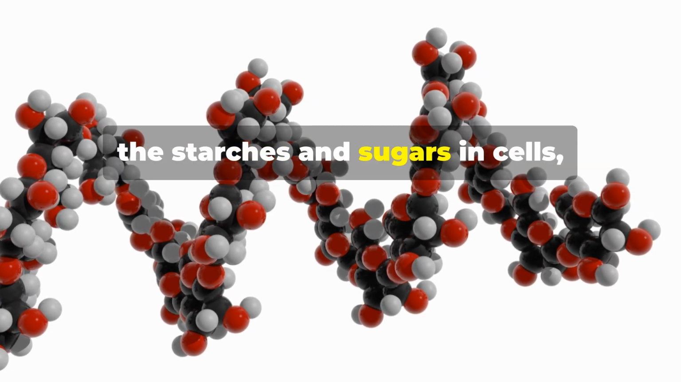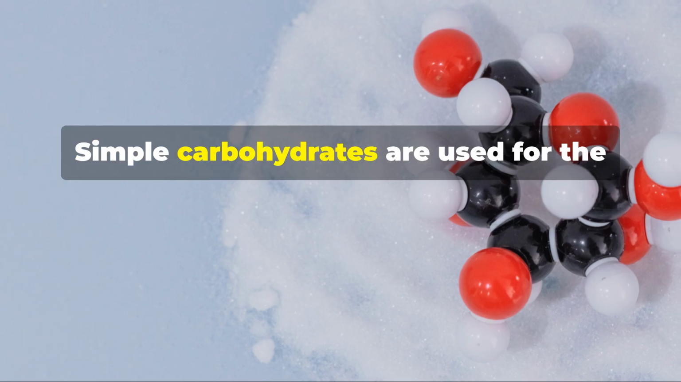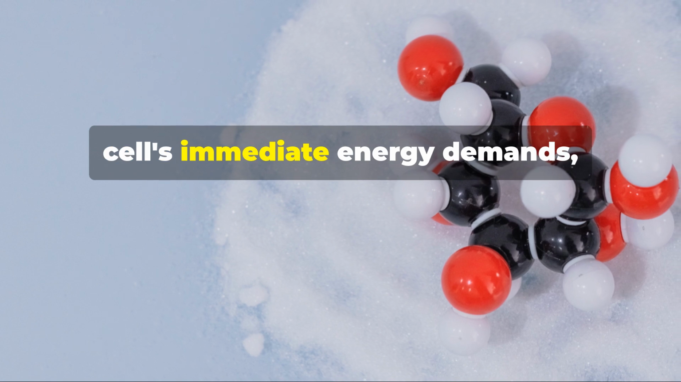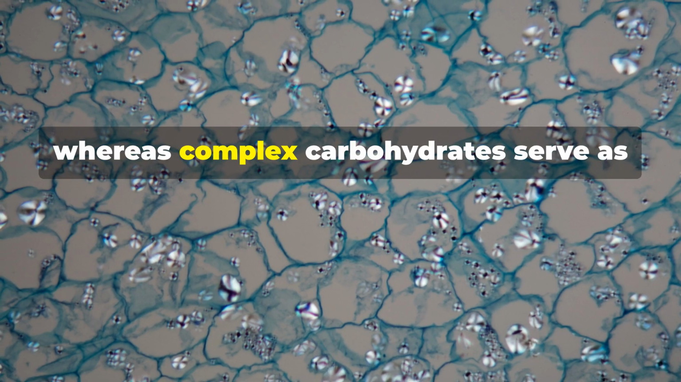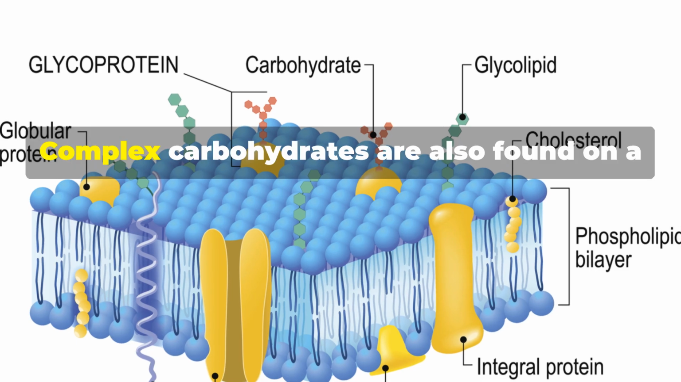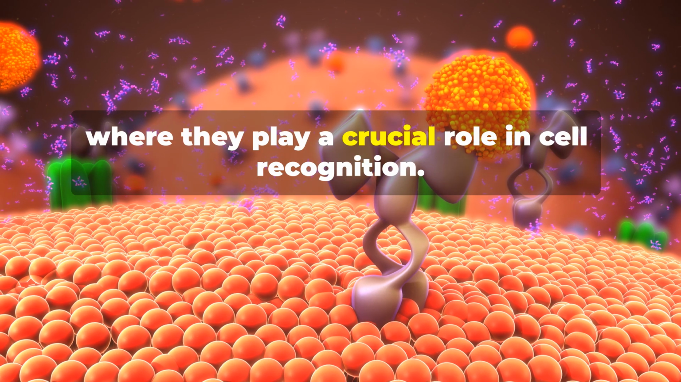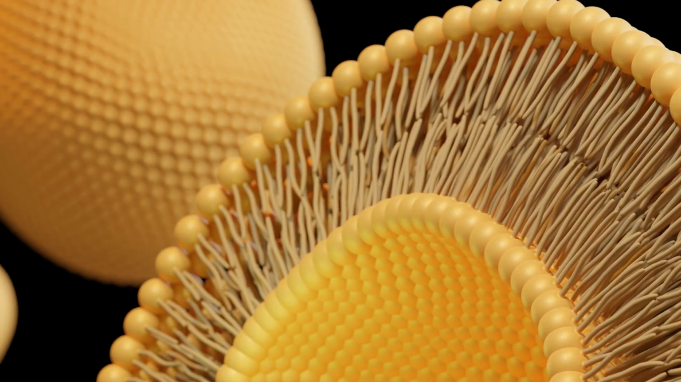Carbohydrates, the starches and sugars in cells, are another important type of organic molecule. Simple carbohydrates are used for the cell's immediate energy demands, whereas complex carbohydrates serve as intracellular energy stores. Complex carbohydrates are also found on a cell's surface, where they play a crucial role in cell recognition.